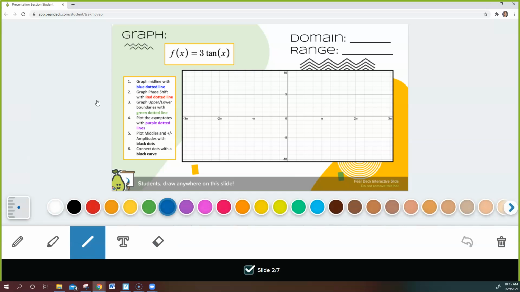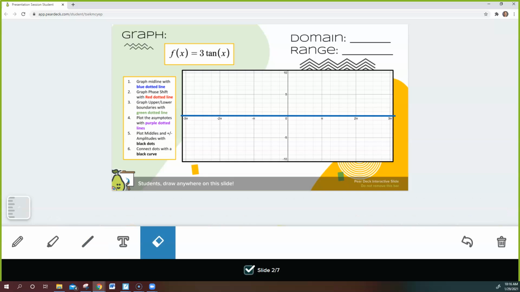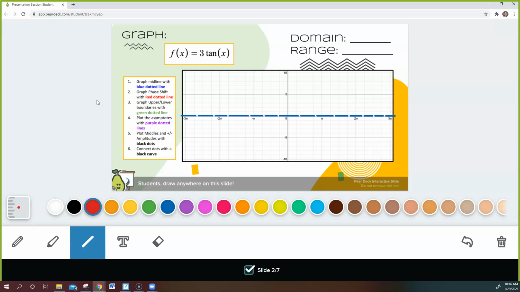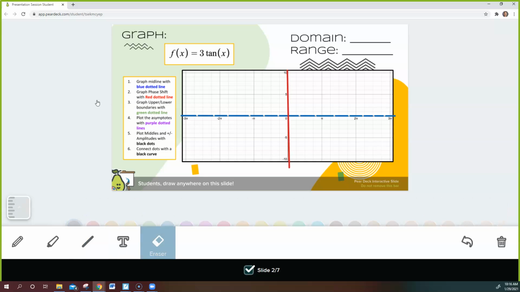I'm going to go to line. I want the blue line. I'm just going to draw a straight line. That's my midline. And then if you want to make it dotted, you can just use your eraser to dot it. So there's the midline. And then the red line is the phase shift. But you'll notice tangent here doesn't have a phase shift. So I'm going to draw my line here. I'm not super concerned. Making it dotted is fine. It's not super straight, but that'll work.